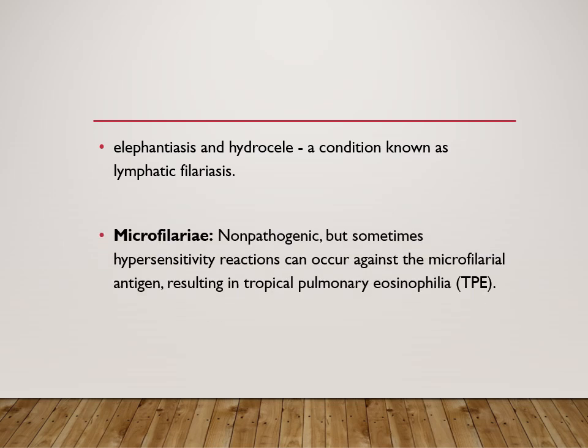Then another stage is the microfilaria. One is the adult form and the second is the larval form, the microfilaria, which is the diagnostic form. When you diagnose a sample from the patient by microscopy, you will find this stage, the microfilaria. Now this microfilaria is non-pathogenic, but sometimes a hypersensitivity reaction can occur. If it is present in the lung, there can be a reaction to the microfilarial antigen and it can lead to tropical pulmonary eosinophilia. So this is a hypersensitivity reaction in response to the microfilaria.